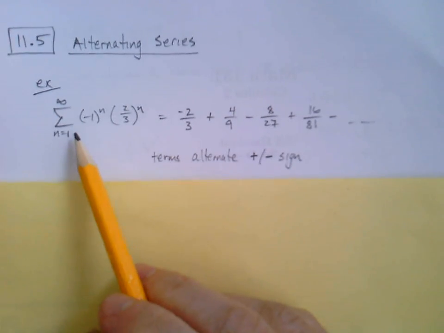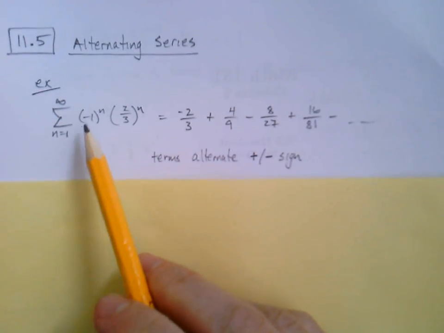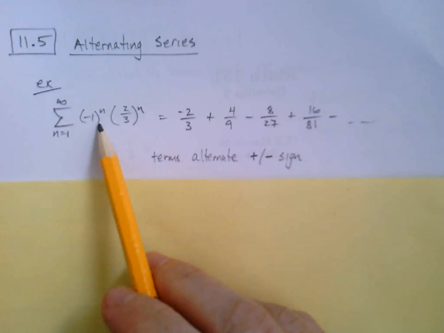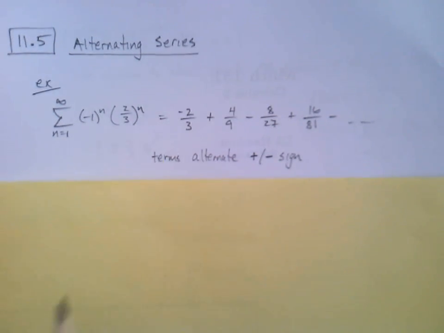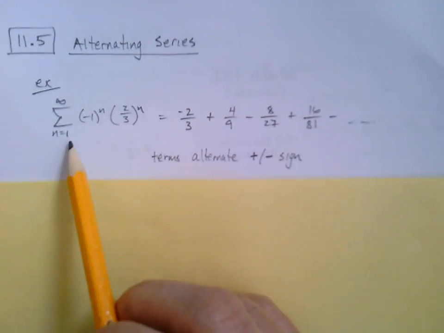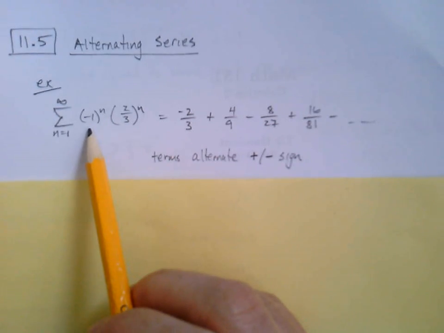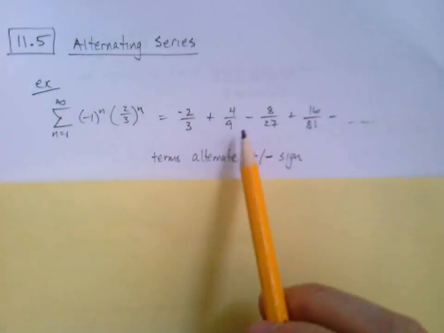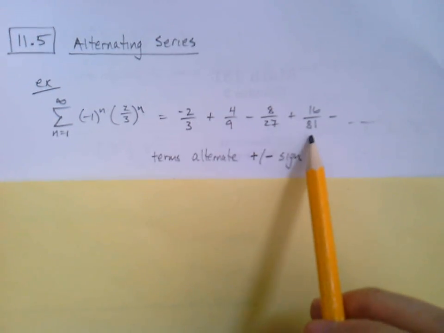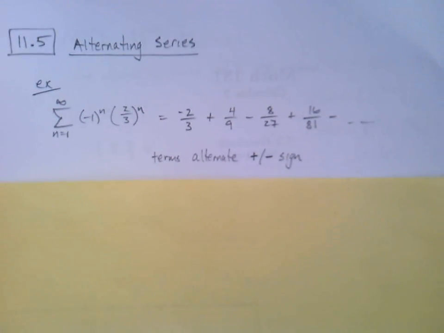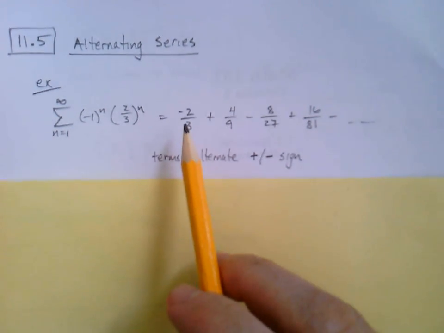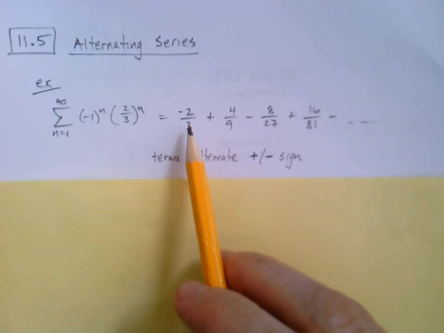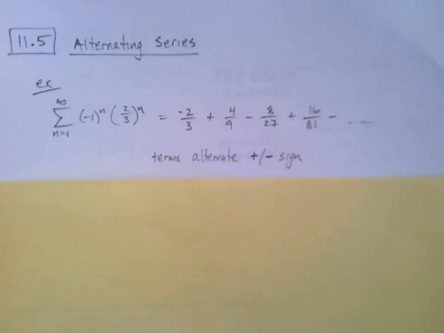So, if we were to look at the first term, plug in the 1, we'd have negative 1 times 2/3, negative 2/3. But at n equals 2, we'd now be squaring the negative 1, so we'd have positive 4/9. And n equals 3, n equals 4, and so on. They're always alternating negative, positive, negative, positive. Or certainly, a series could start positive and then negative, so long as they're switching back and forth.